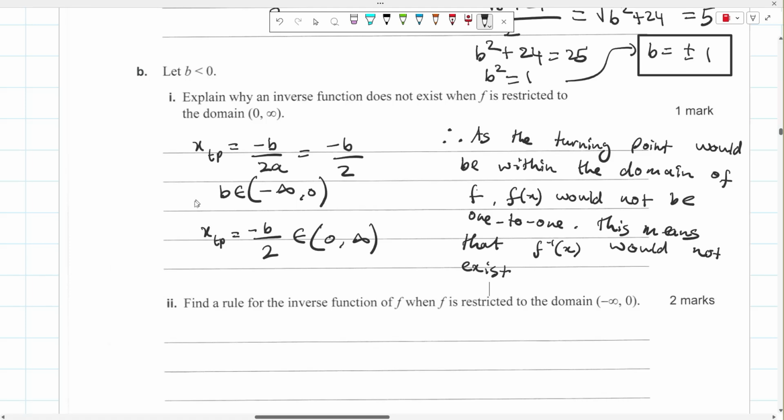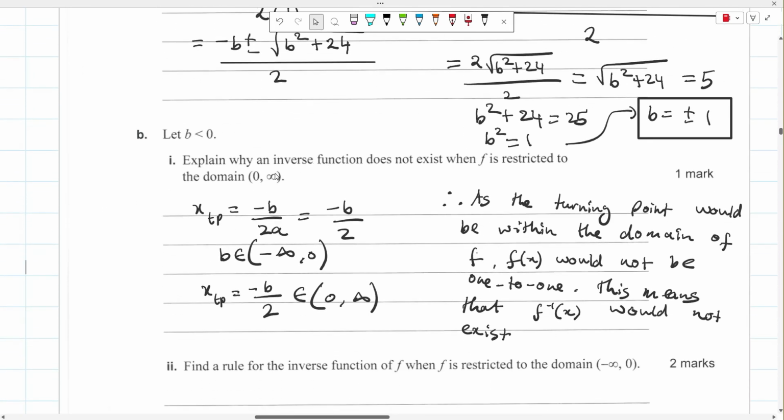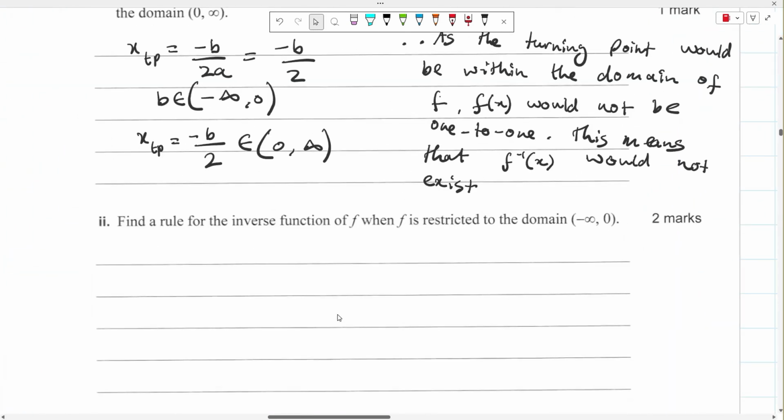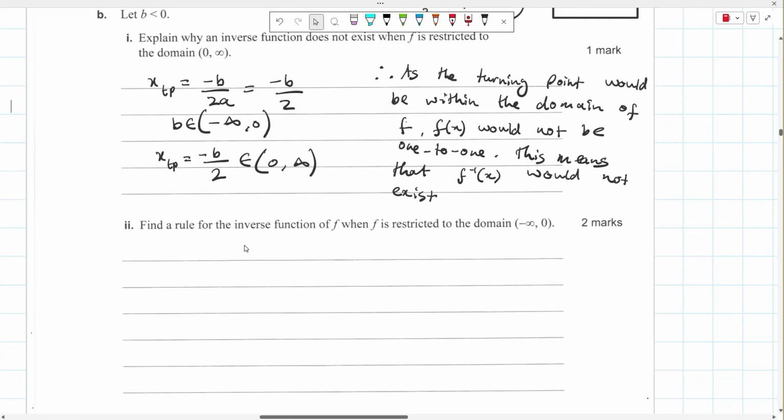Okay, so that's what we have. The x-coordinate of the turning point would be within the domain. This would mean that the turning point is within the domain, and that means that f of x is not going to be 1 to 1, so it's not going to have an inverse function. So that one's not too bad. Find the rule for the inverse function of f when f is restricted to the domain of negative infinity to 0.